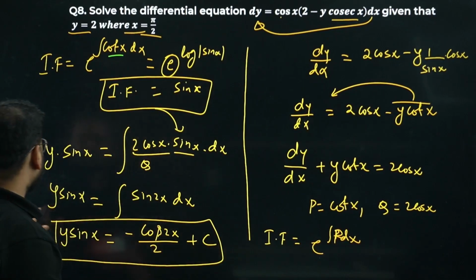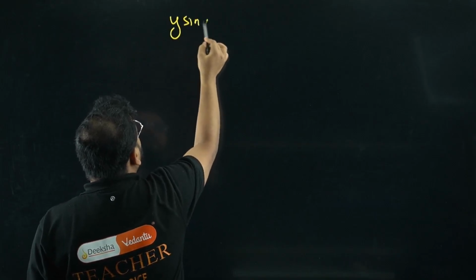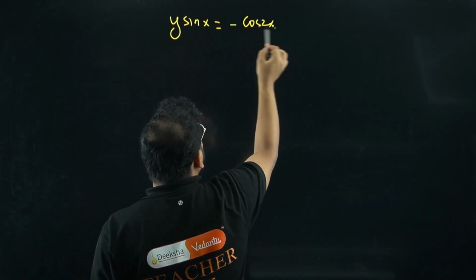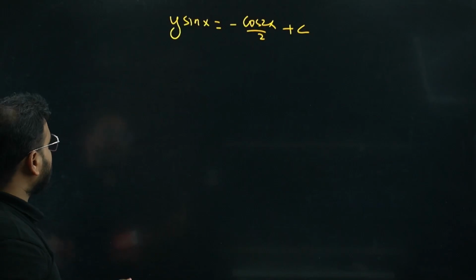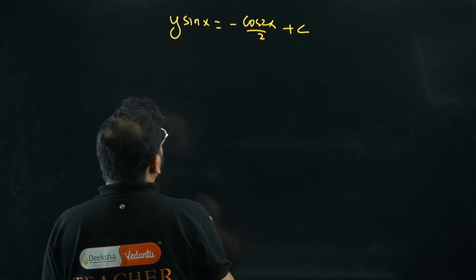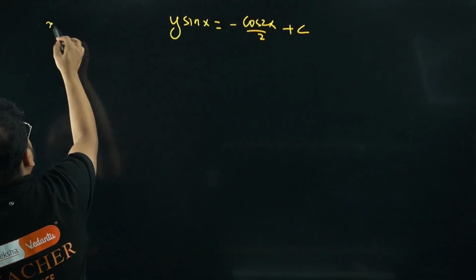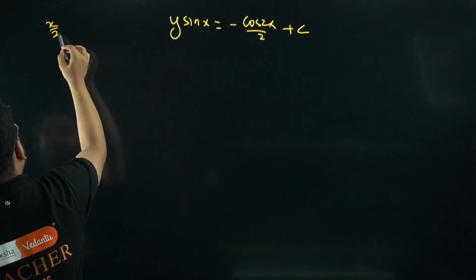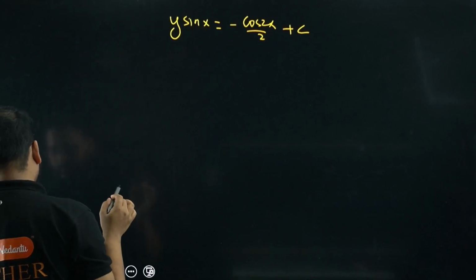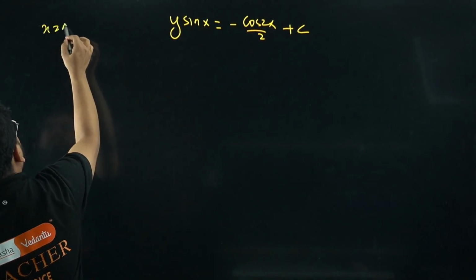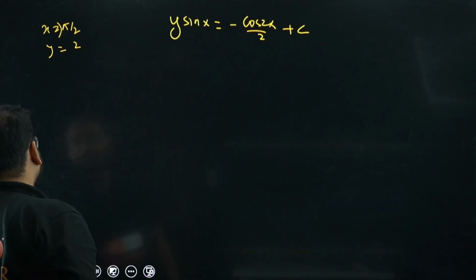So how can you solve this? Let's have a look over here. We'll write this again. y sin x equals minus cos 2x by 2 plus c. So what we can do is simply put the x value. x is given as pi by 2, and y is given as 2.